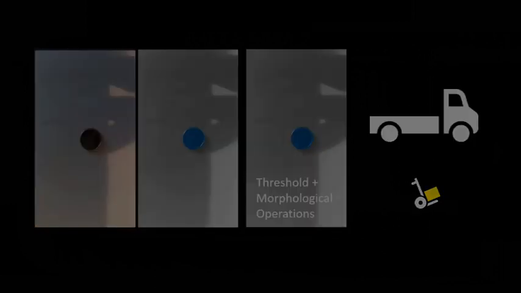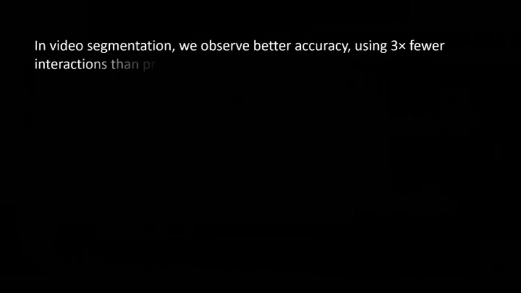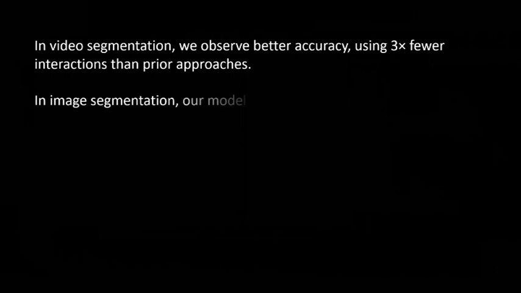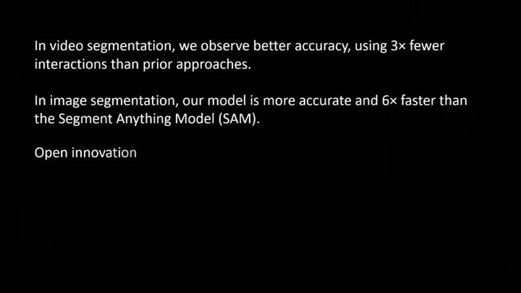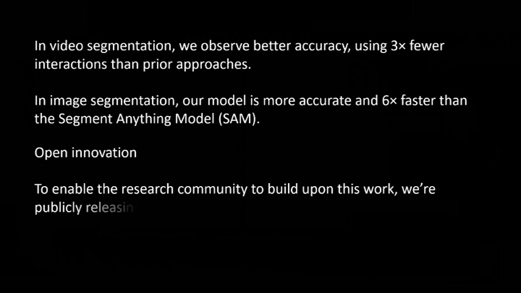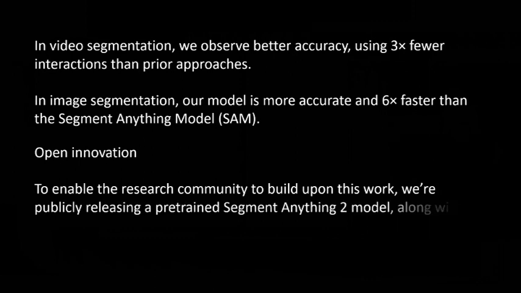In summary, these are some of Meta's claims. In video segmentation, we observe better accuracy using 3 times fewer interactions than prior approaches. In image segmentation, our model is more accurate and 6 times faster than the original SAM model. And that to enable the research community to build upon this work, we're publicly releasing a pre-trained Segment Anything 2 model along with the dataset, a demo, and code.